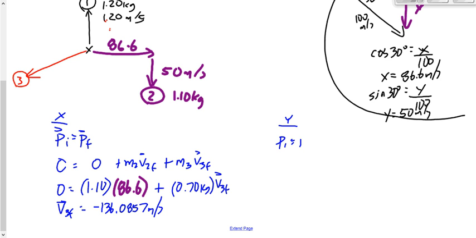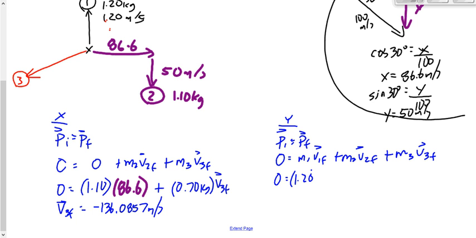PI equals PF. The initial momentum, once again, is 0 because the thing's at rest. M1 V1F plus M2 V2F plus M3 V3F. M1 is 1.2 V1F. Chase, what's V1F there? Good. Is it 120 or 1.2? I think it is 120. Yeah, it is 120. You're right. That's exactly what I saw too. It is 120 meters per second.